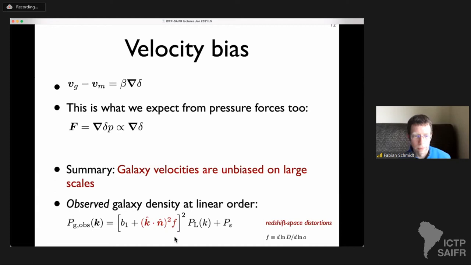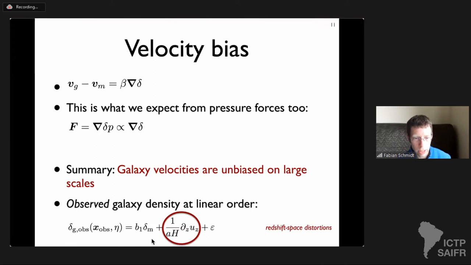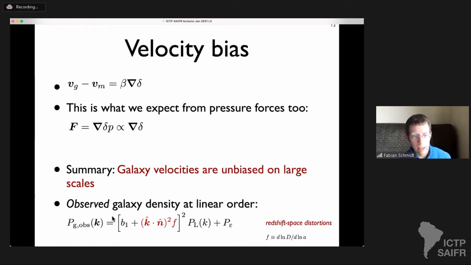So it turns out that this factor we had here cancels nicely with the factor in the relation between velocity and density. And so you get this. And so that's very nice, right? Because by varying the angle of k with respect to the line of sight, we can disentangle the b1 term and this redshift space distortion term, and we can actually measure f. So we can get around this issue of bias and actually measure the growth factor directly.